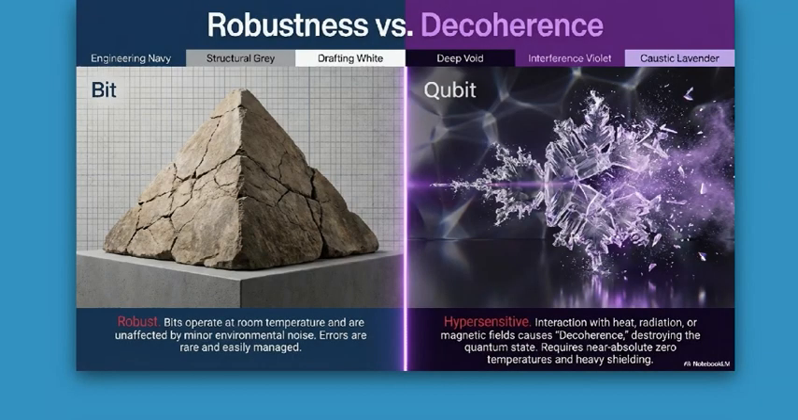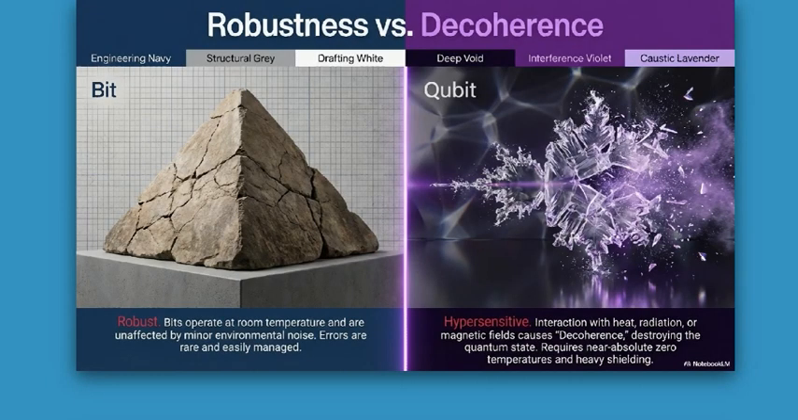Nightmare is a strong word, but it is accurate. We touched on it earlier, but let us really talk about robustness versus decoherence. Bits are robust. Very. Your laptop works perfectly at room temperature. You can walk it through a giant magnetic airport scanner. It handles environmental noise easily.